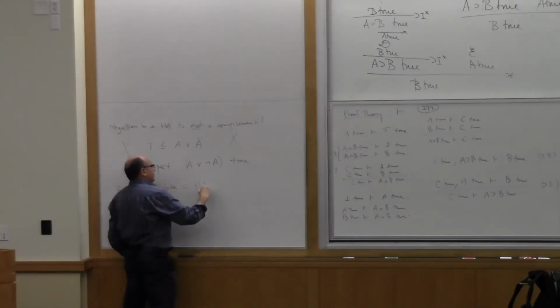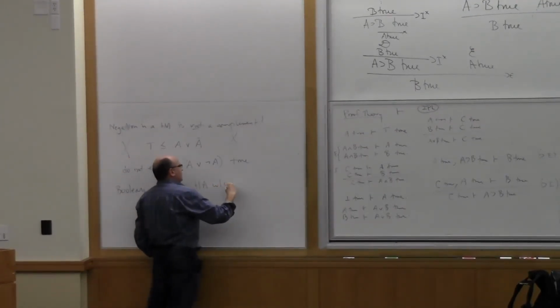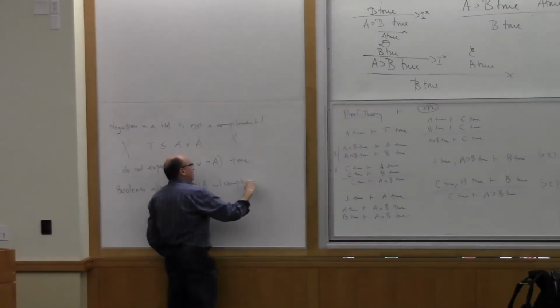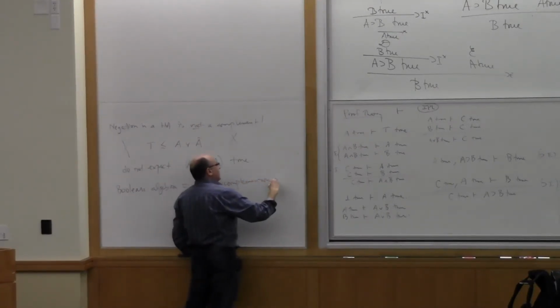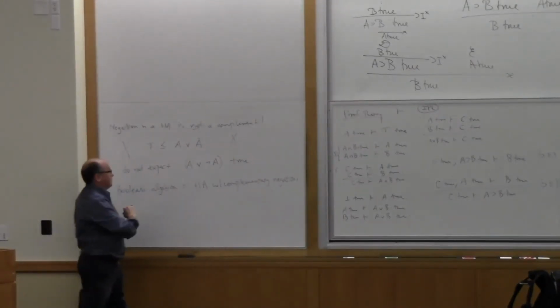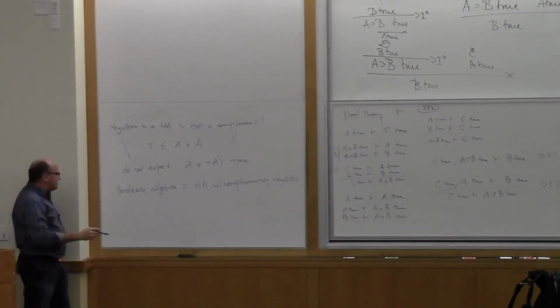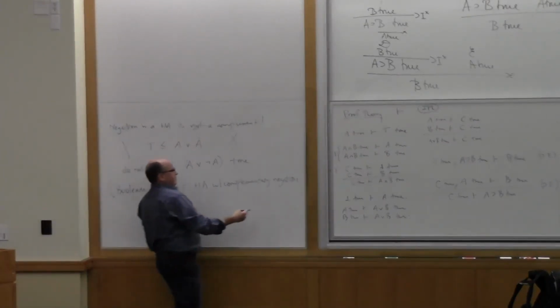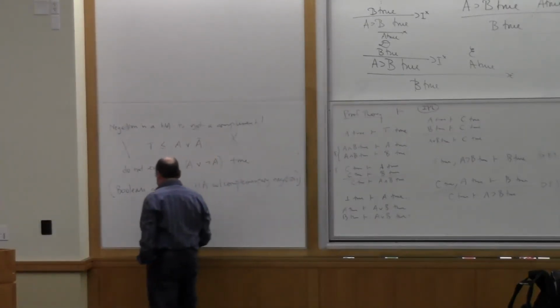So a Boolean algebra is a Heyting algebra with a complementary negation. That is, where the negation behaves as a complement. We have this condition. But that's a very special case. And why is it a very special case?